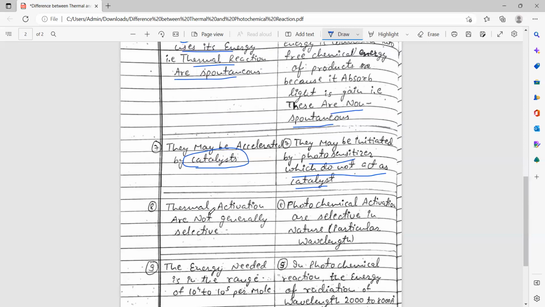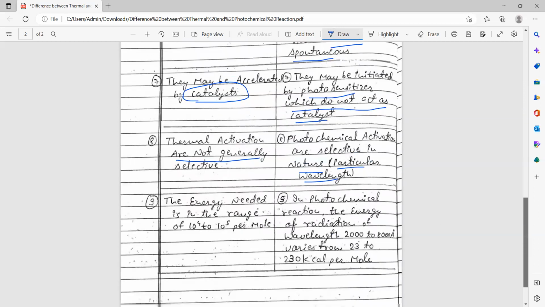In thermal reactions, thermal activation is not generally selective, but in photochemical reactions, activation is selective in nature, particularly in terms of wavelength. In thermal reactions, the energy needed is in the range of 10 raised to 4 to 10 raised to 5 per mole. But in photochemical reactions, the energy of radiation of wavelength 2000 to 8000 angstrom varies from 23 to 230 kilocalories per mole.